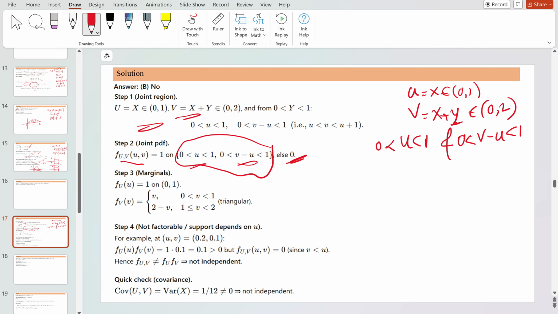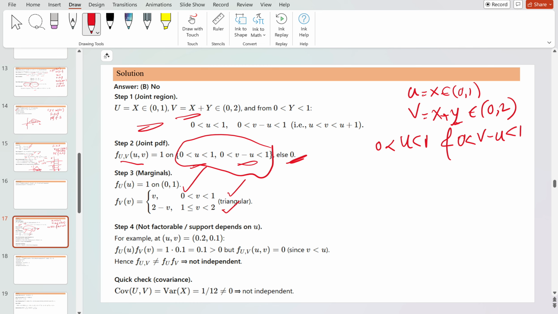So what will be the marginals? The marginals will be f(U) equal to 1 on 0 to 1, or f(V), you can say that V between 0 to 1 is V, and V between 1 to 2 is 2 minus V. So it is non-factorable, and so it is dependent upon the U only.